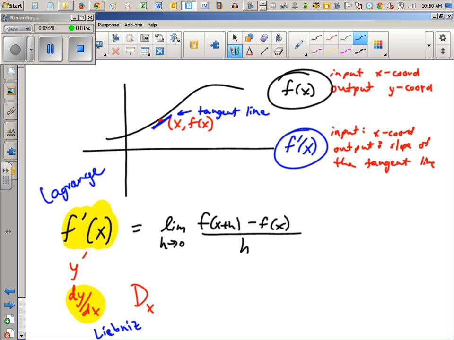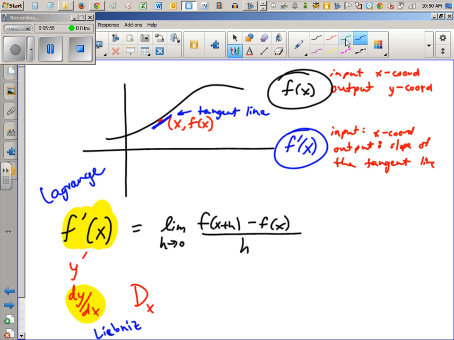I like the Lagrange notation because it reminds me that f was the name of the original function. I can't tell when I look at dy dx if the original function was called f or g or h or t. But from the Lagrange notation, I can easily tell, oh, that was the function f, and I took the derivative. Here, I can see, oh, that's obviously a slope. If you want to mix these two notations, you can write df over dx if you want. Some people do that too.